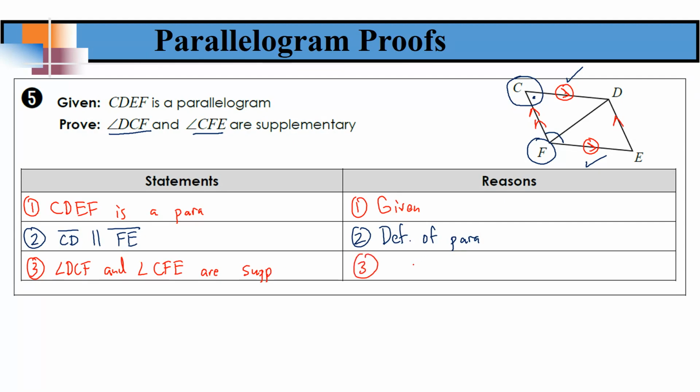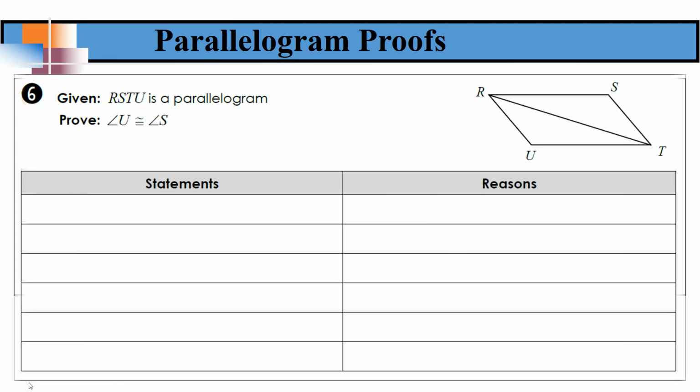And the reason why is because they are consecutive interior angles, and consecutive interior angles add up to 180 when you have a pair of parallel lines. All right, let's wrap things up by looking at number 6. In number 6, it says that RSTU is in fact a parallelogram, so we'll mark it like this. RS is parallel to TU, and RU is parallel to ST, like this.